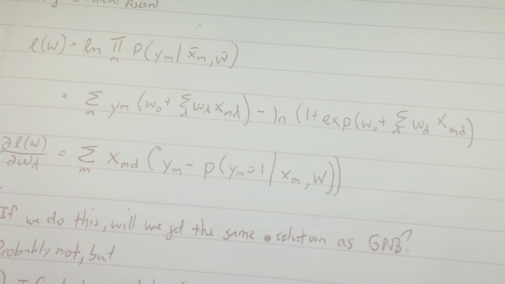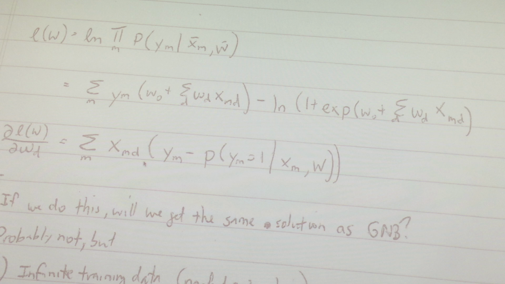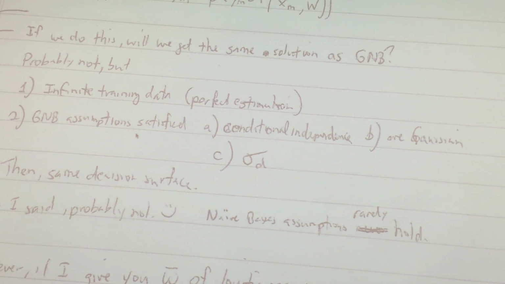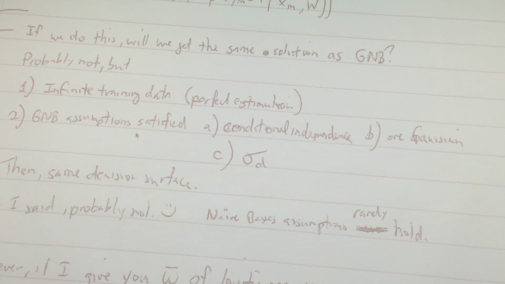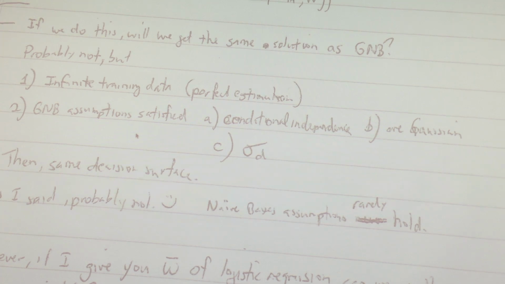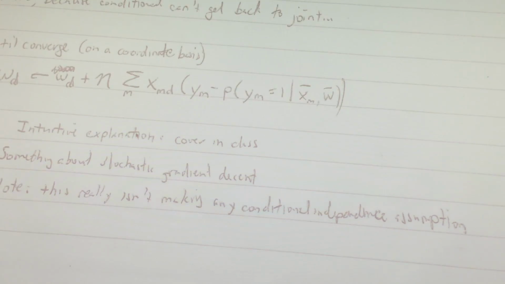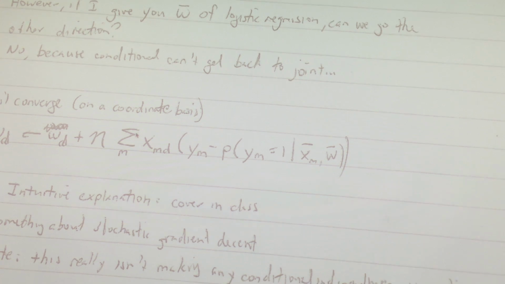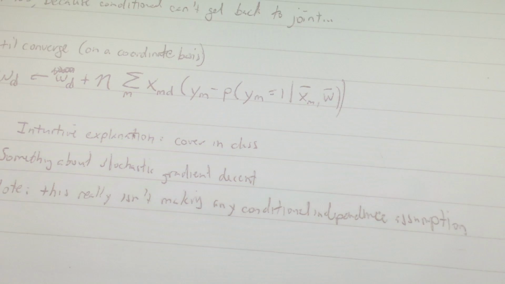So gradient descent for logistic regression, this is my log likelihood. Expand it out, and if I take the derivative with respect to the weight, I end up with y minus the predicted value times the feature value at that coordinate. And these are the questions I had about comparing naive Bayes or Gaussian naive Bayes to logistic regression. More of a discussion that you can't really do anything about.